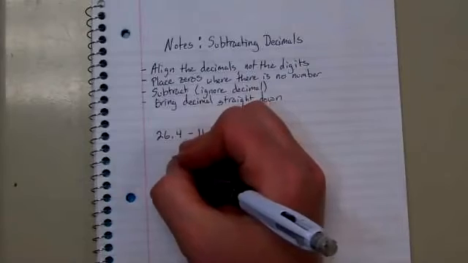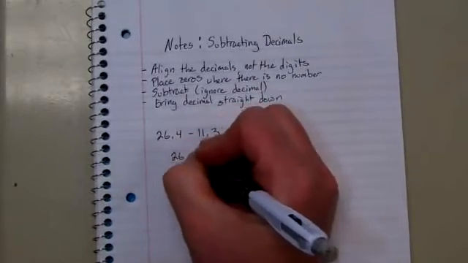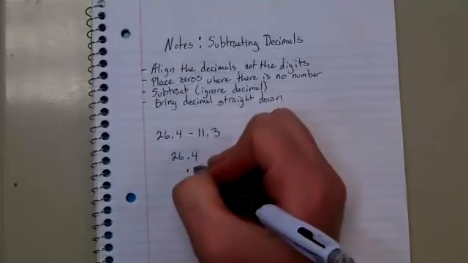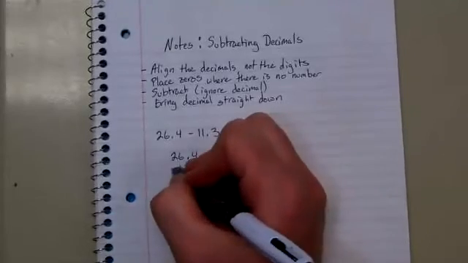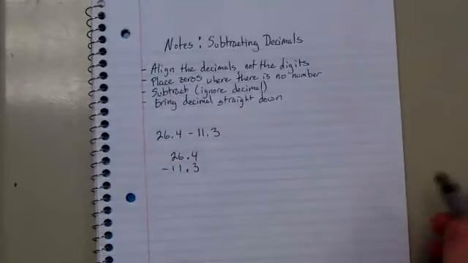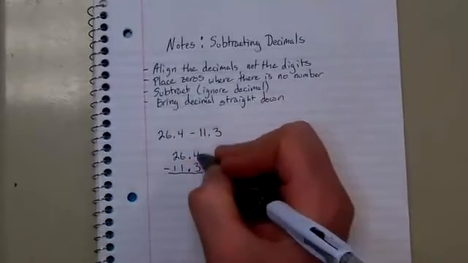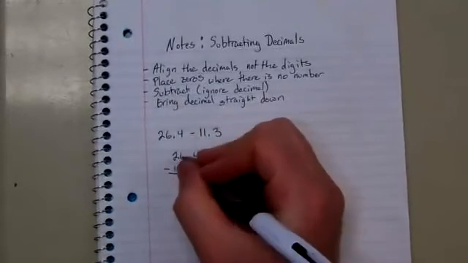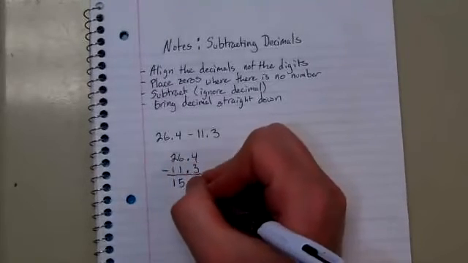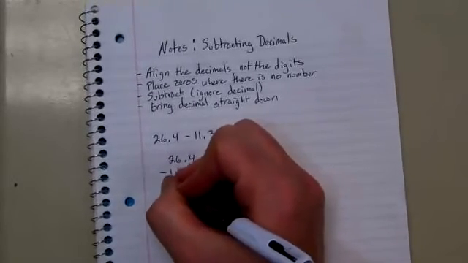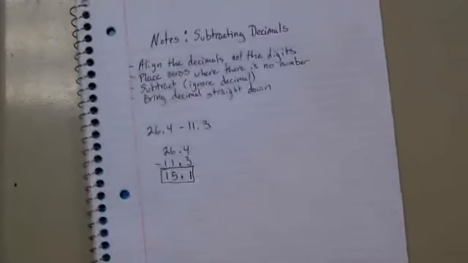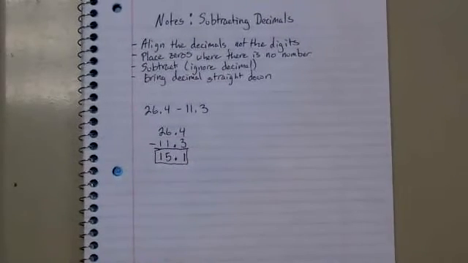So we take our first number, 26.4. Take our next number. Remember, start with the decimal. To the right is a 3. To the left is a 1 and a 1. Hey, these all happen to line up. We have no zeros to fill in. 4 minus 3 is 1. 6 minus 1 is 5. 2 minus 1 is 1. Bring our decimal. Boom. We are done. We did our subtraction. We followed our steps.